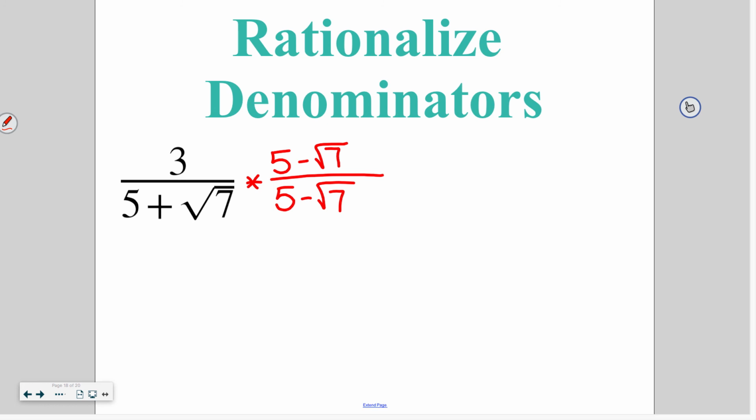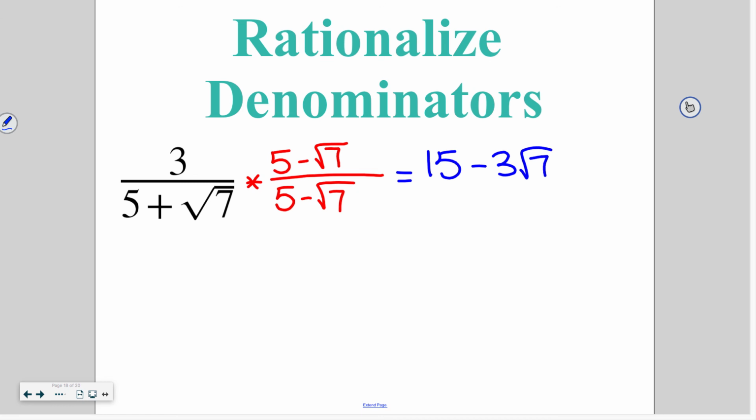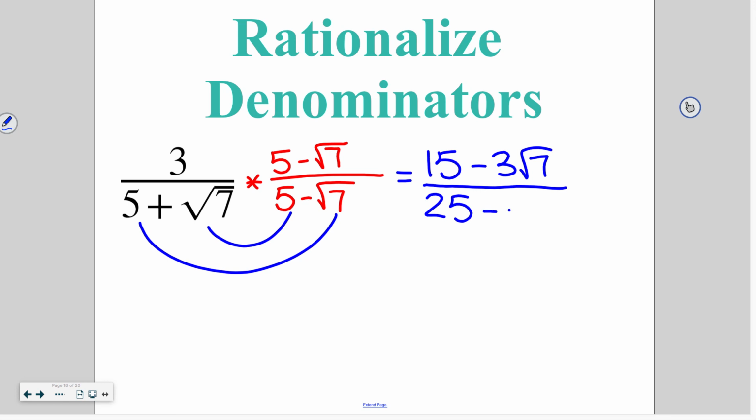Up top, it then becomes a distributive property. So 3 times 5 is 15. 3 times the square root of 7 is 3 square roots of 7. On the bottom, 5 times 5 is 25. The outside and the inside are going to cancel each other out, so I'm going to skip that, and then minus square root of 49.